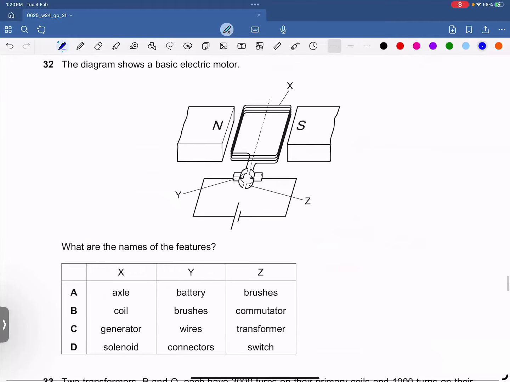It's about a DC motor. The diagram shows a basic electric motor. What are the names of the features X, Y, and Z they want? As you can see, X is the coil. Z is either a split ring or you can say commutator. And Y is the brushes.